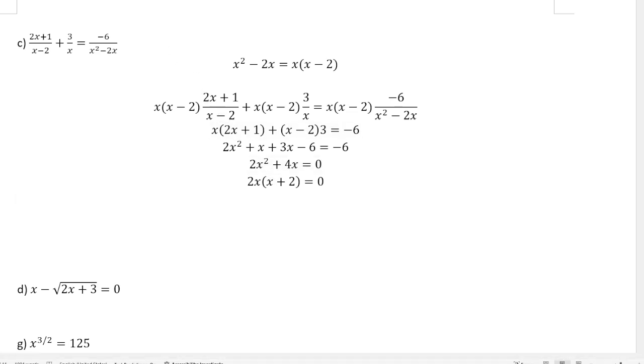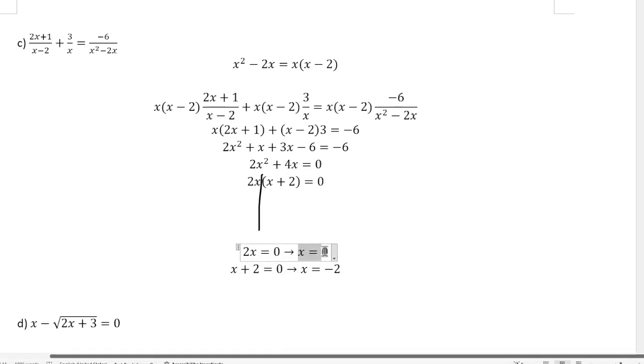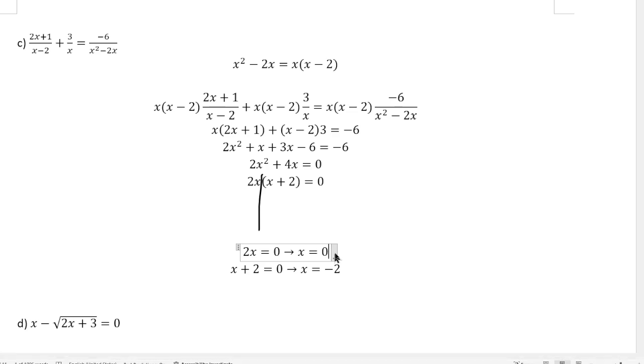And once again, if you draw a line between and say 2x equals 0 and x plus 2 is 0, you end up saying 2x equals 0, which will give you x equal to 0, and then x plus 2 can be 0, which means x is equal to negative 2. However, if you go back and see the original equation, you see that x equal to 0 is not a valid answer because it will make this denominator 0. You can't have a 0 in the denominator, so this is an extraneous solution.